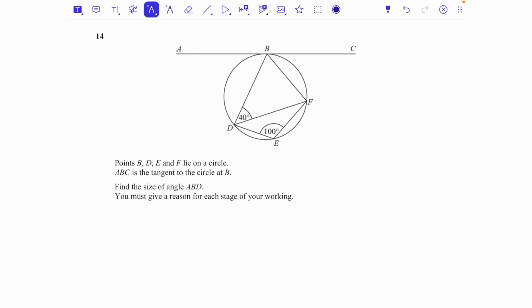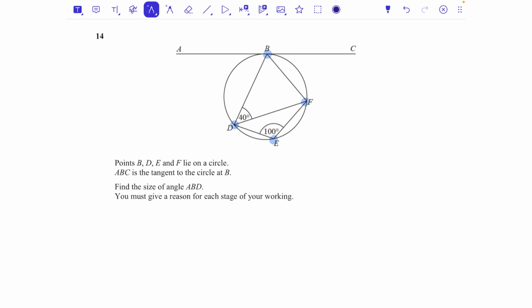Question number 14. Points B, D, E and F lie on a circle. So they're all on the edge of the circle, and that means already that I know this is going to be a cyclic quadrilateral because all 4 corners of that quadrilateral are touching the edge or the circumference of the circle. So ABC is a tangent. Find the size of angle ABD. You must give a reason for each stage you're working.